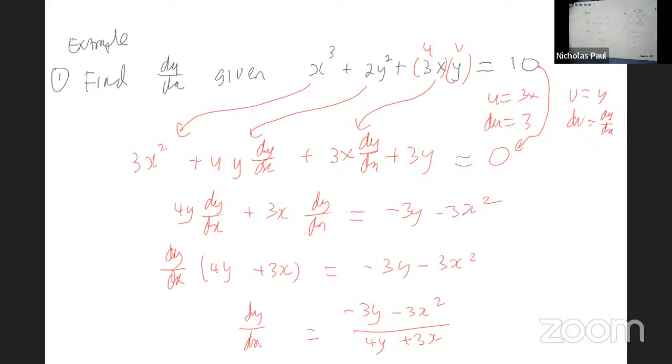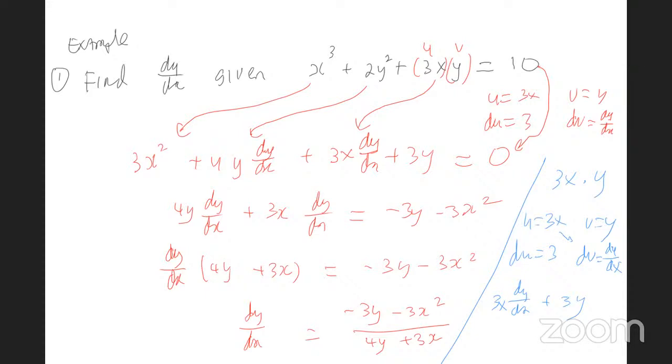So I just want to go over that right here in blue. 3xy is like a product. y is a function of x and 3x is a function of x. So u is 3x and v is y. When you differentiate 3x, you'll get 3. When you differentiate y, you'll get dy/dx. And then you work it out with the product rule, multiplying 3x by dy/dx and 3 by y. That's okay? That's basically what we did.